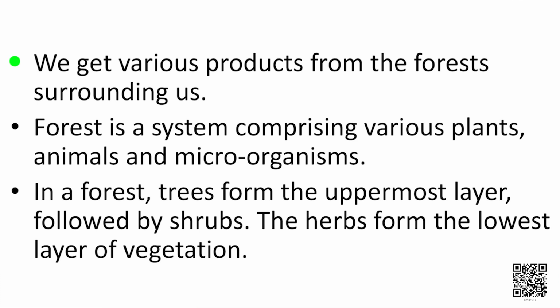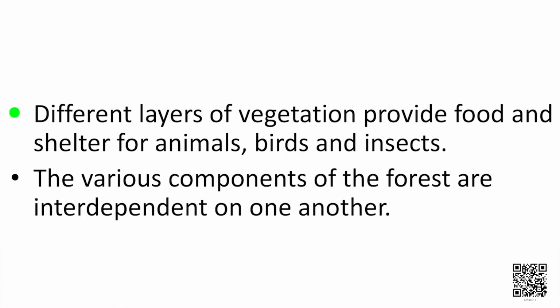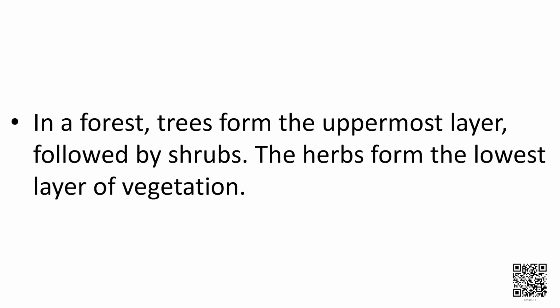So students, with this, we are almost at the end of our chapter. Now what have we learned? In this chapter, we have learned a lot of things. We learned that we get various products from the forest surrounding us. We learned that forest is a system comprising various plants, animals and microorganisms. In a forest, trees form the uppermost layer, followed by shrubs, and the herbs form the lowest layer of vegetation. We also learned that different layers of vegetation provide food and shelter for animals, birds and insects. Also, the various components of the forest are interdependent on one another. We got to know about the forest system, which comprises various plants, animals and microorganisms.